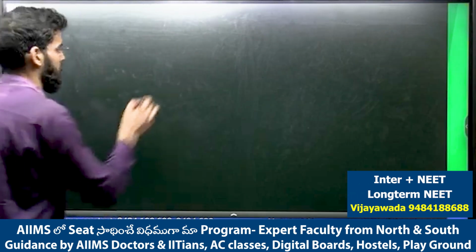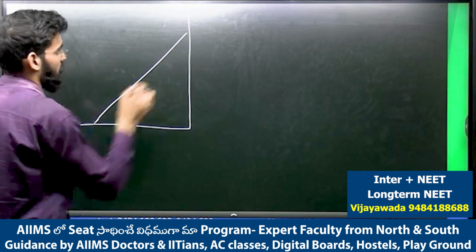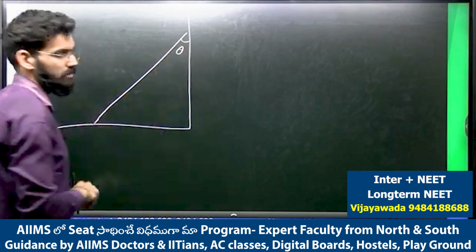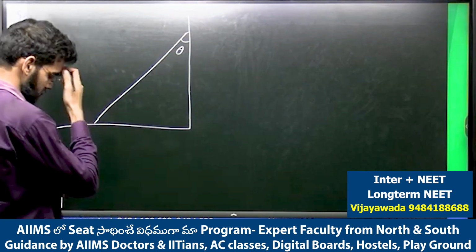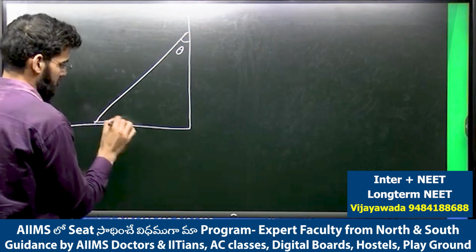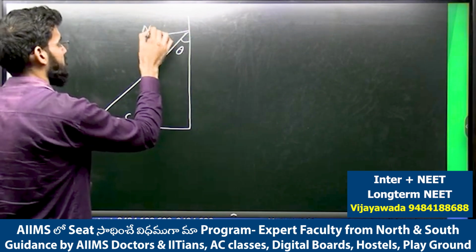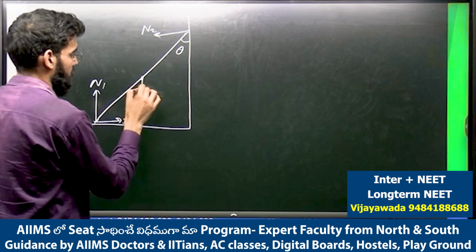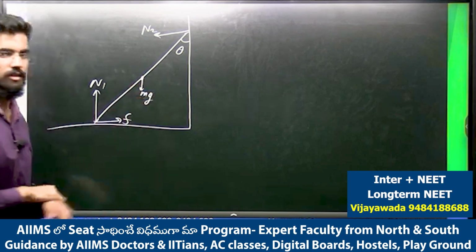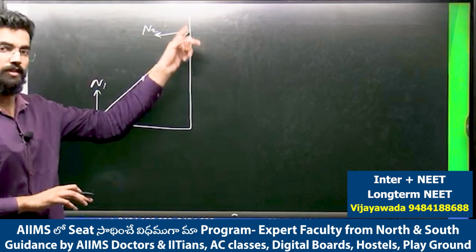Values we will put later on. First, let's solve in terms of variables. Like this, wall is there. This is your rod. This angle is given as theta, 60 degree. Length L. So first of all, friction is this side. And this is normal, let's name it N2. And from the ground, normal is N1. And in the middle, there is an mg. In rotation, this is the basic question we have done already. Smooth wall, so there is no friction here.